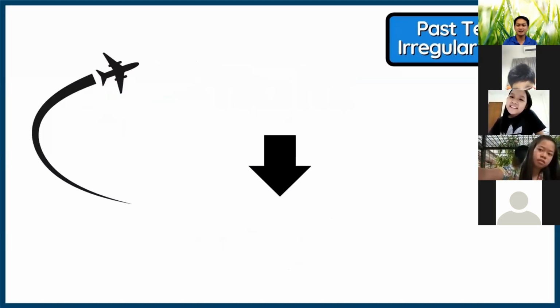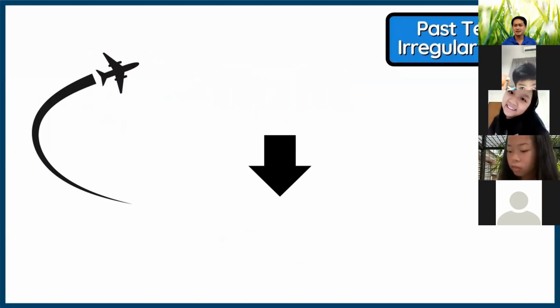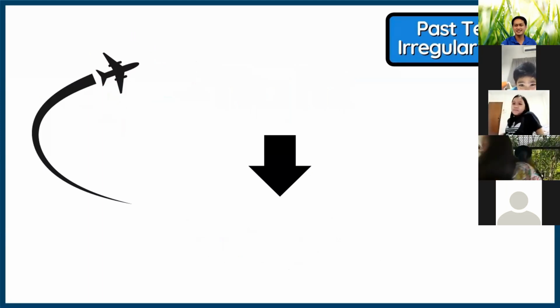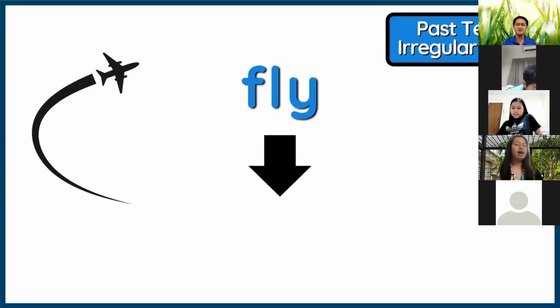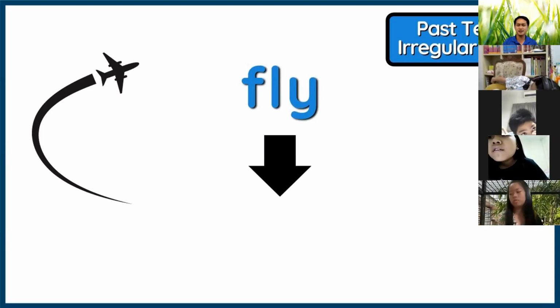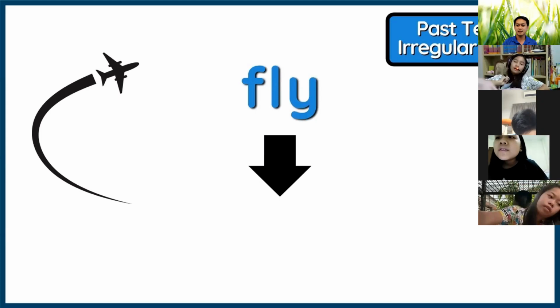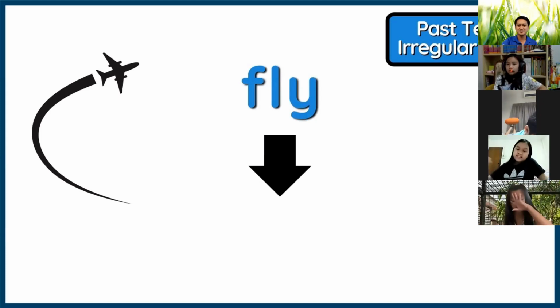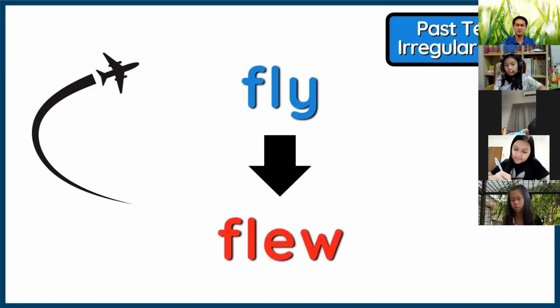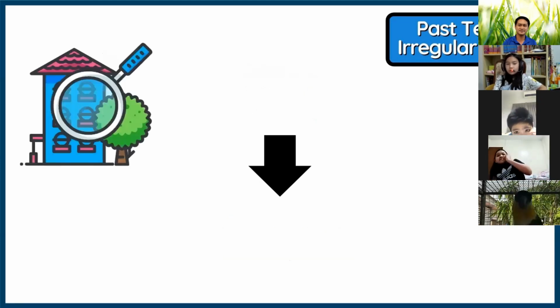Can you see it now? Light. No. Fly. Very good. Spell fly. F-L-Y. And what is the past tense for the verb fly? Flew. Very good. Spell flew. F-L-O-W or F-L-E-W? E. Spell it again. F-L-E-W. Okay. Next.